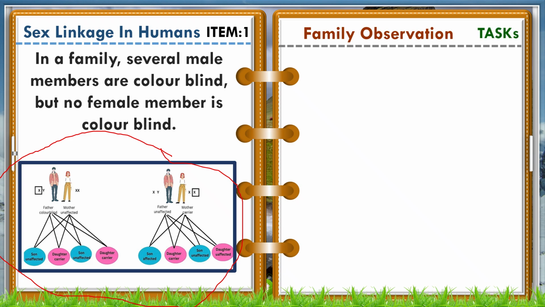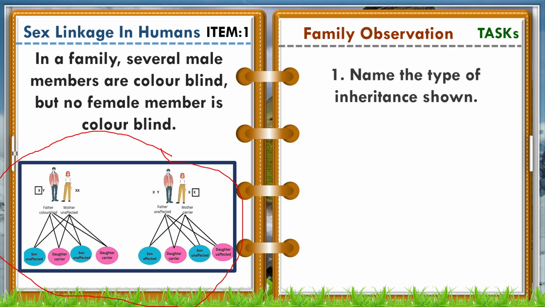Tasks. Name the type of inheritance shown. They want us to name the type of inheritance shown. So let's come back to our diagrams here and try to see what is taking place. Let's look at the parents here.